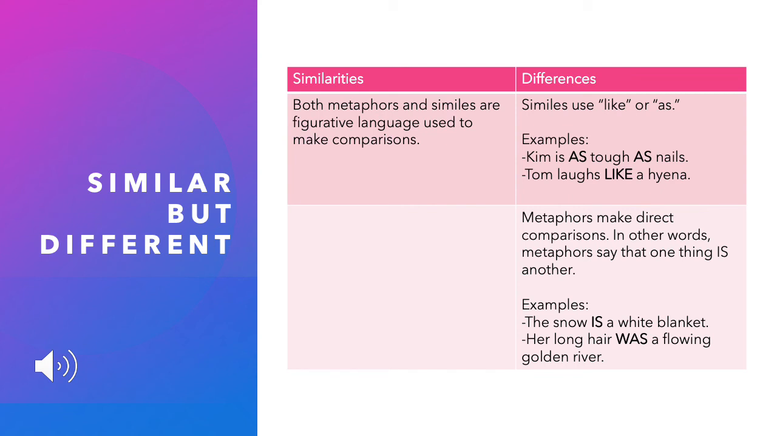Metaphors directly state a comparison. Metaphors say that one thing is another. For example, the snow is a white blanket. Her long hair was a flowing golden river.